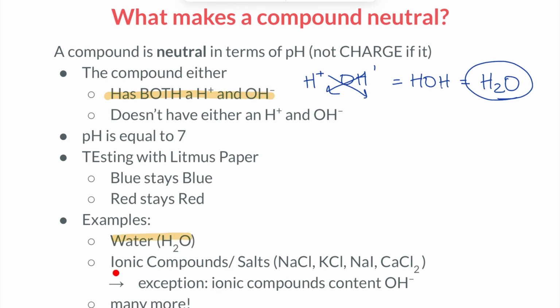All those other ones, if it doesn't have a hydrogen and it doesn't have a hydroxide, then any of our other ionic compounds or ionic salts made with a metal and a nonmetal, or a metal and a different polyatomic ion than OH, are neutral.